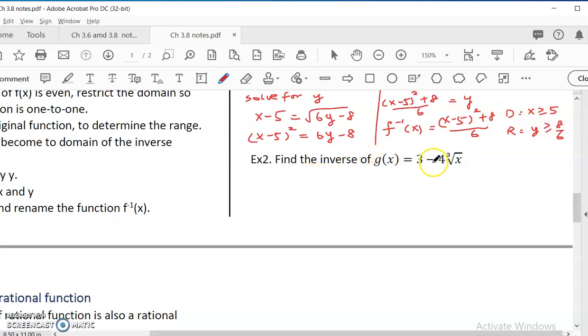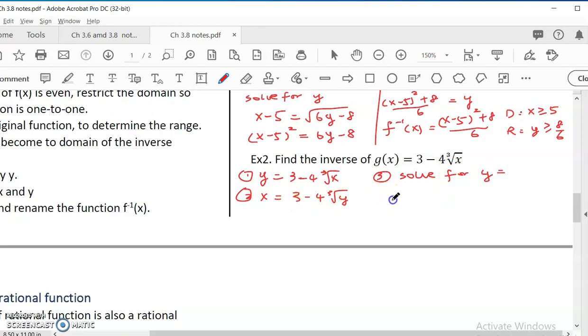Now for the next one, find the inverse of a cube root function. The cube root function has all real numbers, so we don't have to do any restricted domain. So it's really easy. You just say y equal to 3 minus 4 cube root of x, and you switch: x is equal to 3 minus 4 cube root of y. So step 1, write as y. Step 2, switch x and y. Step 3, solve for y.